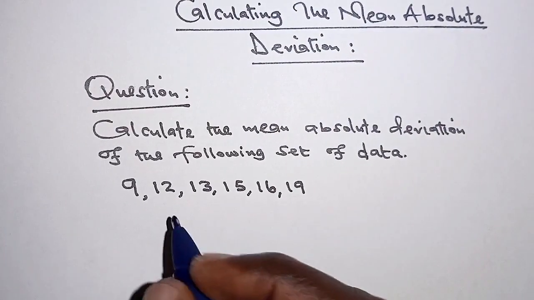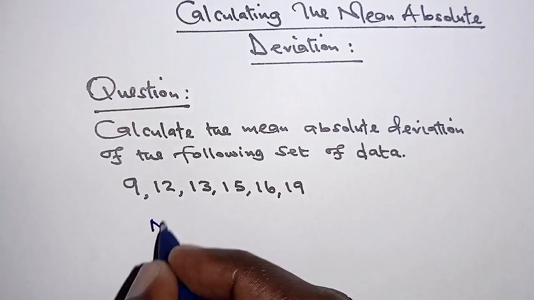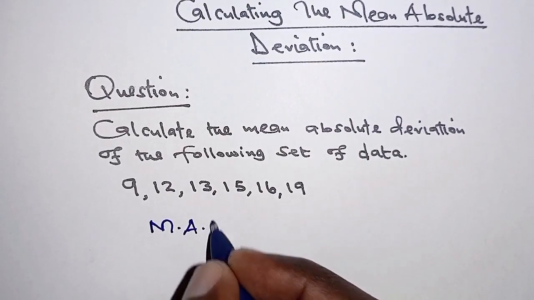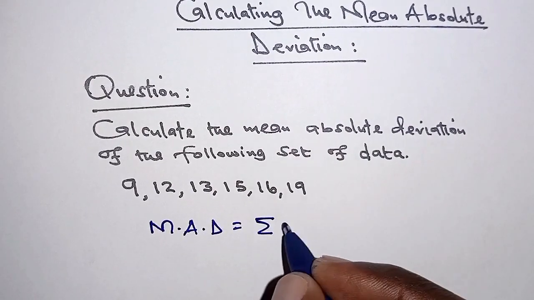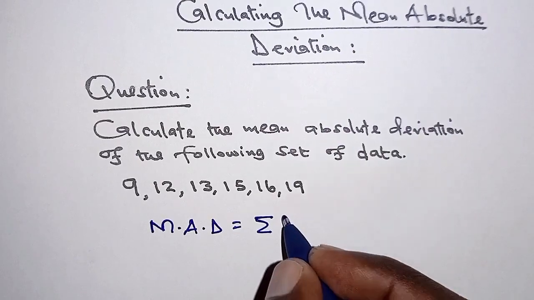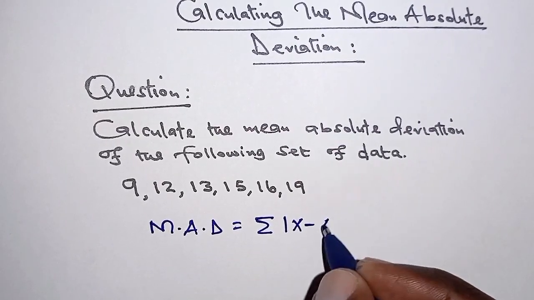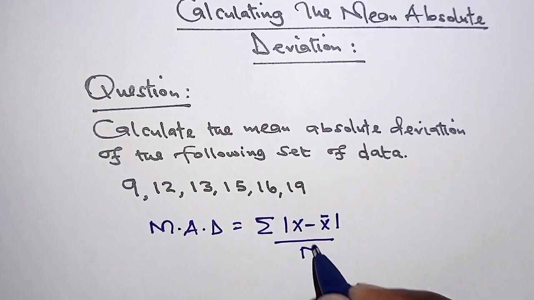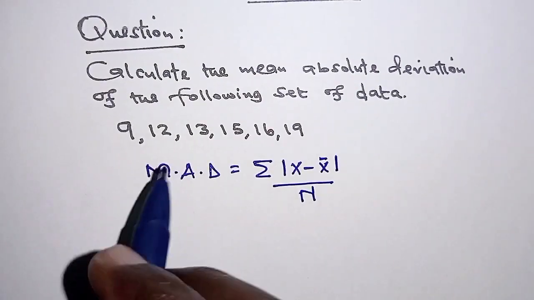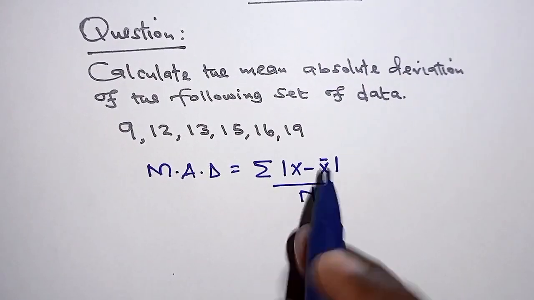Now, first thing, we need to note that the mean absolute deviation is usually obtained as the summation of the absolute deviations from the actual mean, all over the total number of items. And for this case, we will begin by determining the actual mean.